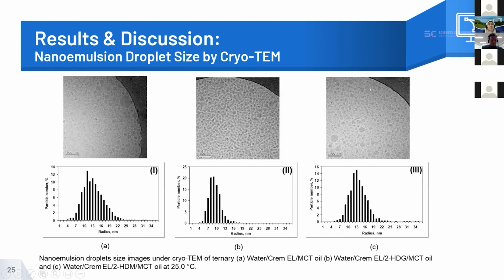And this is the nano droplet size and morphology image by cryo transmission electron microscope. You can see in the middle is the water, Cremophor EL mixed with 2-hexadecyl glucoside with medium chain triglyceride oil, which produces the smallest droplet size, and you can see it is monodispersed there. So this proves that this glycolipid can enhance the stability, with a smaller droplet size of the model nanoemulsion system.